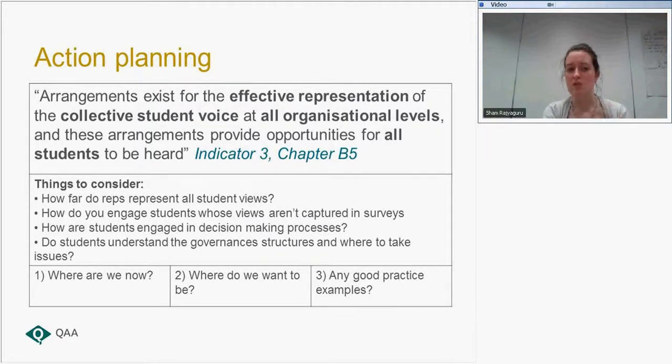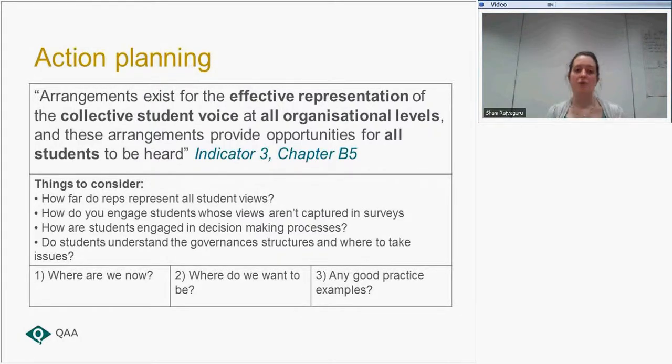And discussing those topics, you then look at, as an institution, where you are with your student engagement, where you'd like to be, and what good examples you can provide us. Because it's not a large group, if you want to respond to some of those questions or opinions, feel free to put your hand up and I'll take you off mute.